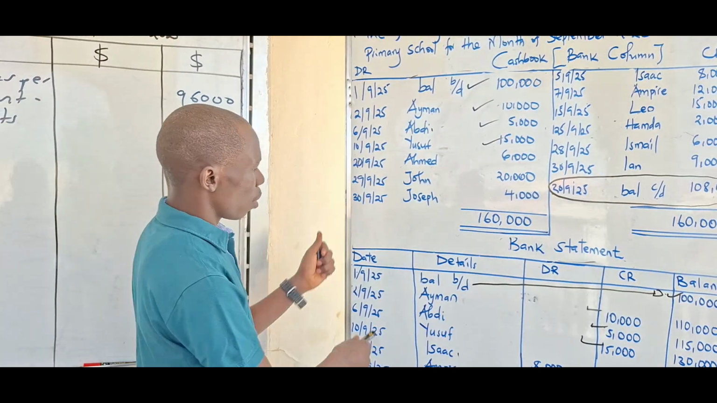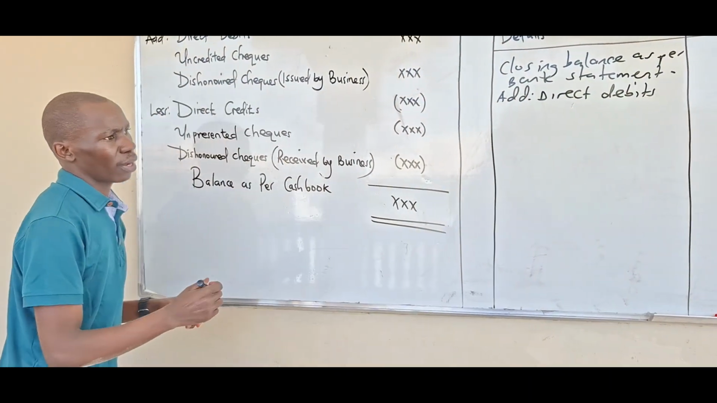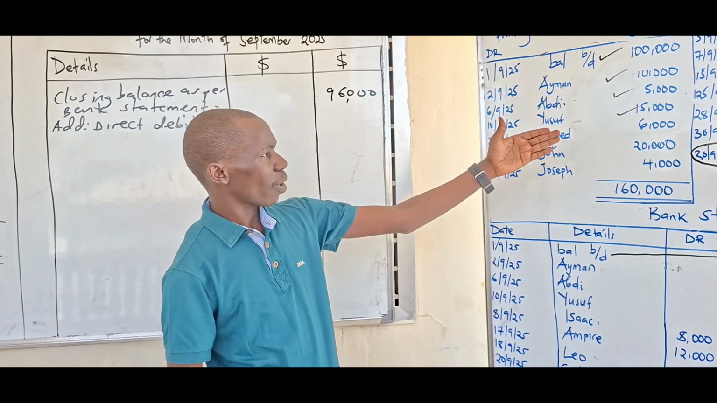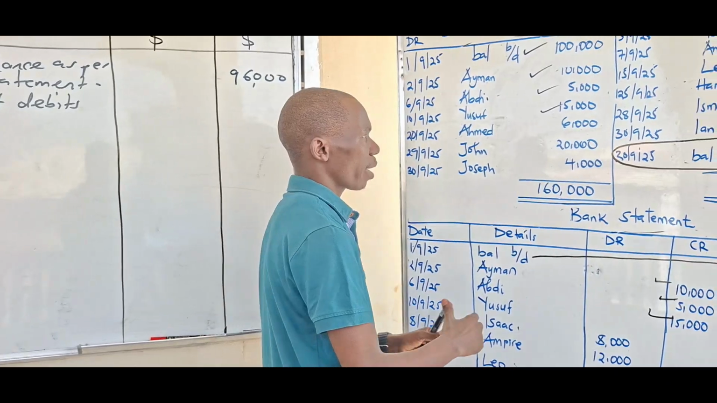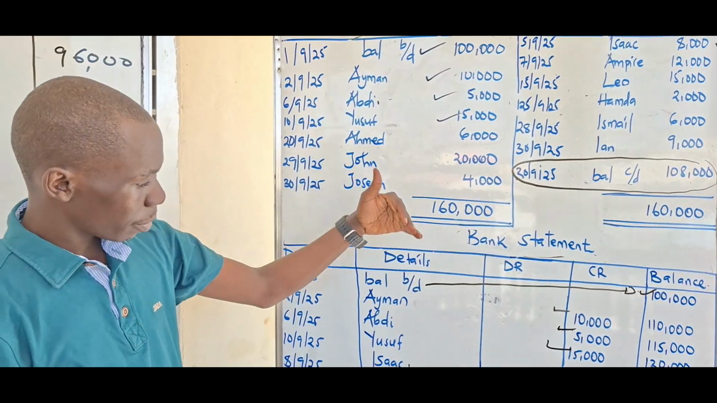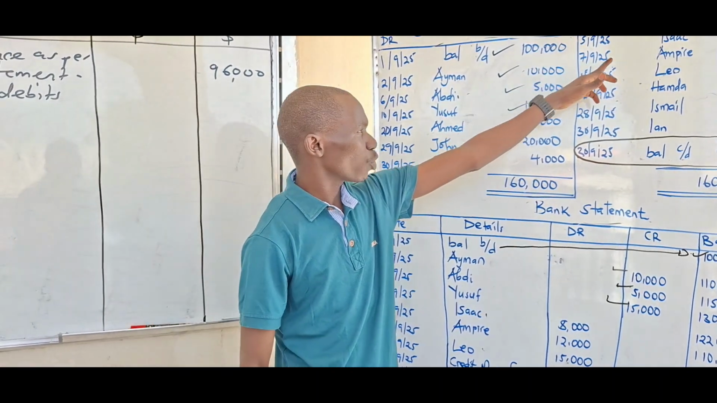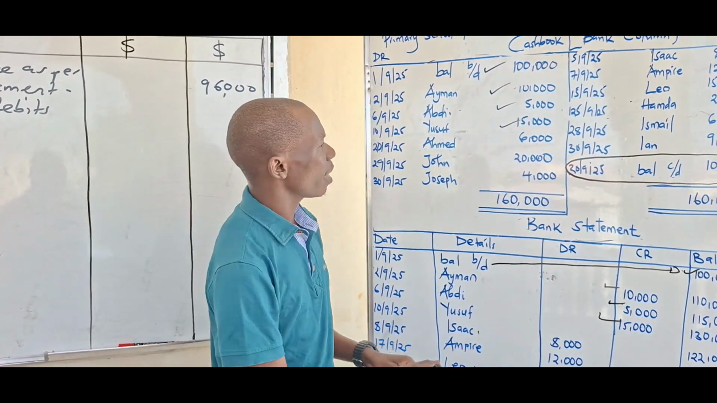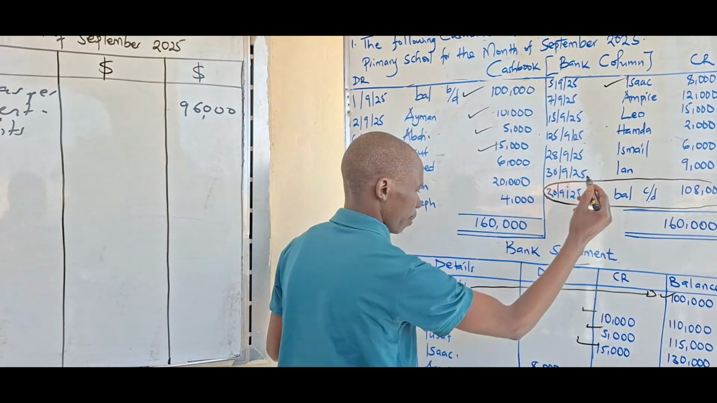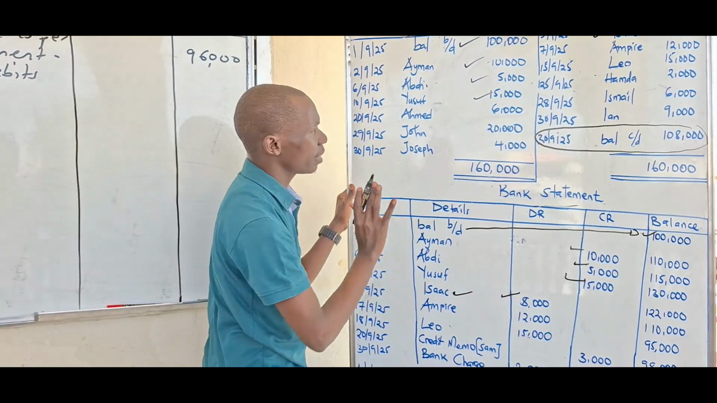Then when you go on the other side of our cash book, let's also mark those entries which are appearing on the credit side there, and at the same time they are appearing under the debit column of our bank statement. When we start with Isaac, Isaac is 8,000 on the credit side. When you come here, Isaac 8,000. Good, just leave it there.